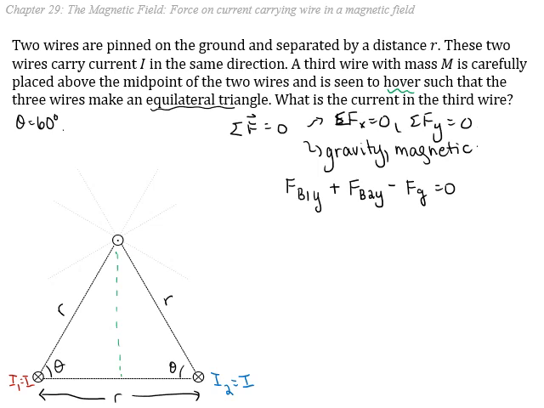And of course, all x forces will have to be equal to 0 as well, so it doesn't move left or right. So let's see if we can sort out these forces. Wire 1 has a current flowing into the page. Our third wire, wire 3, has a current flowing out of the page. When we talked about the forces between current carrying wires, we said that wires that carry current in opposite directions will repel. That means the force on wire 3 due to wire 1 is straight away from wire 1. So that's the magnetic force on wire 3 due to wire 1.